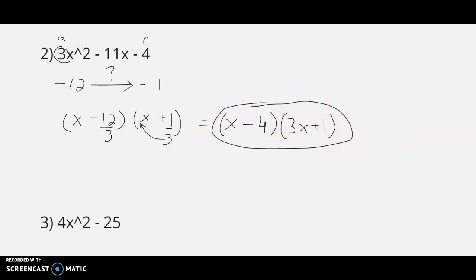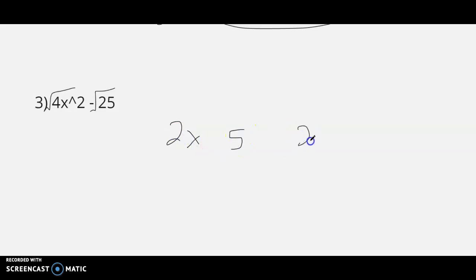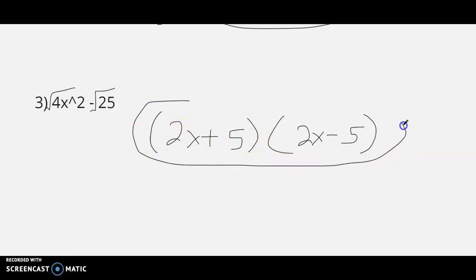Alright, look at number 3 here. Now this is just a simple difference of squares. Difference of squares, take the square root of the first and the square root of the last. The square root of 4x squared is 2x. The square root of 25 is 5. So those two numbers set up our answer. One is a plus and one is a minus, and it doesn't matter which one goes first. You could do 2x minus 5 first. That's the factored form, difference of squares.